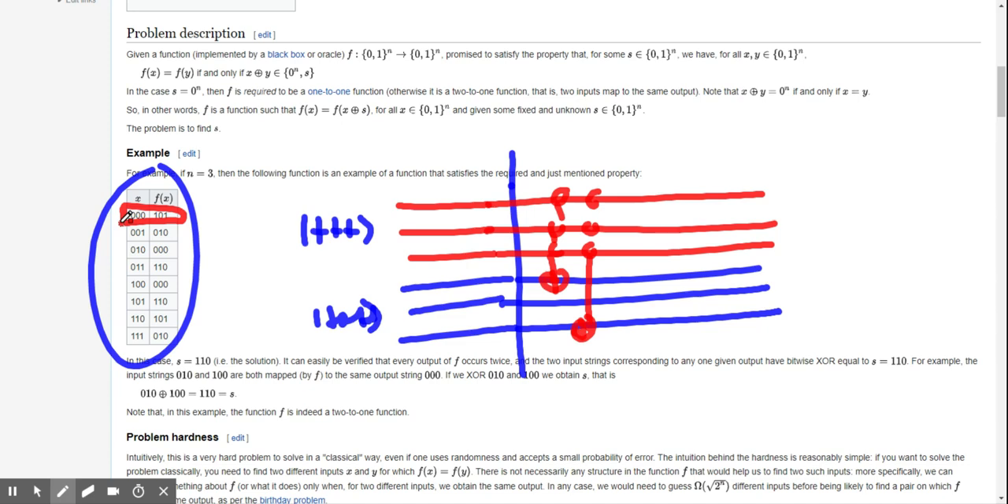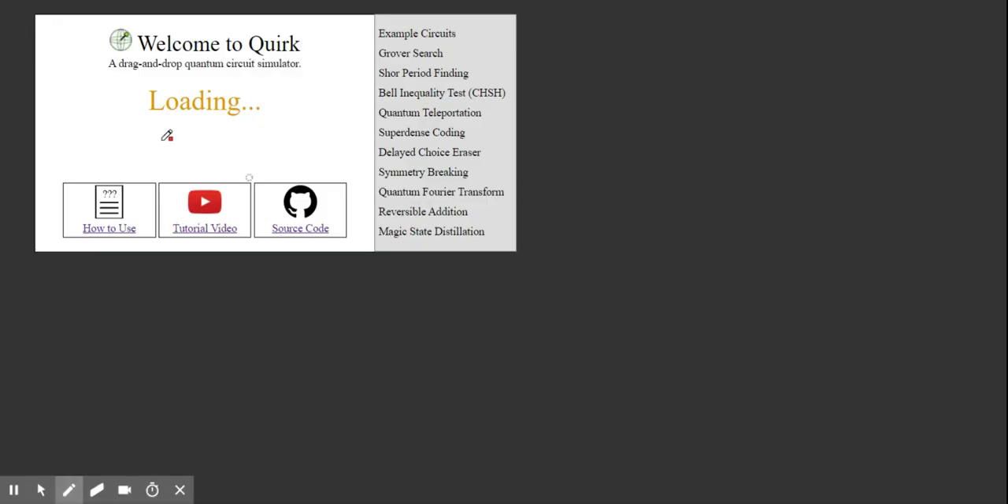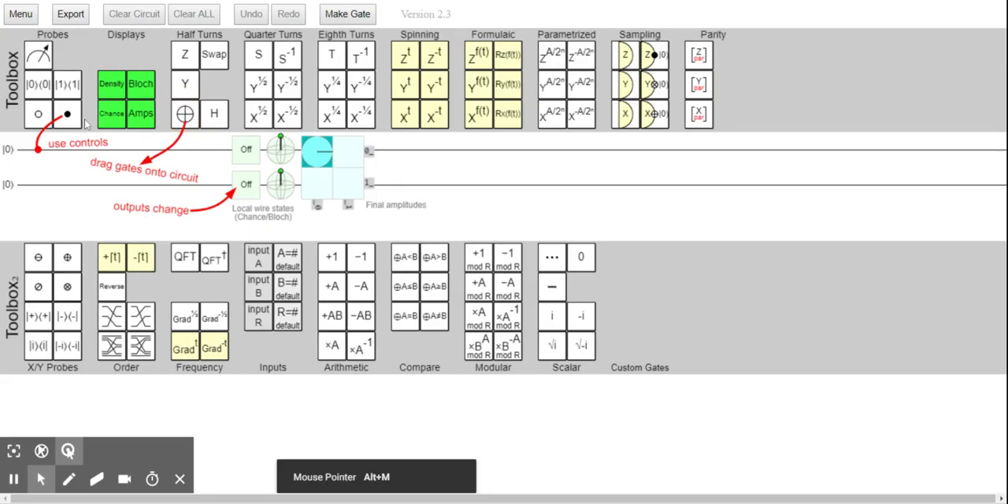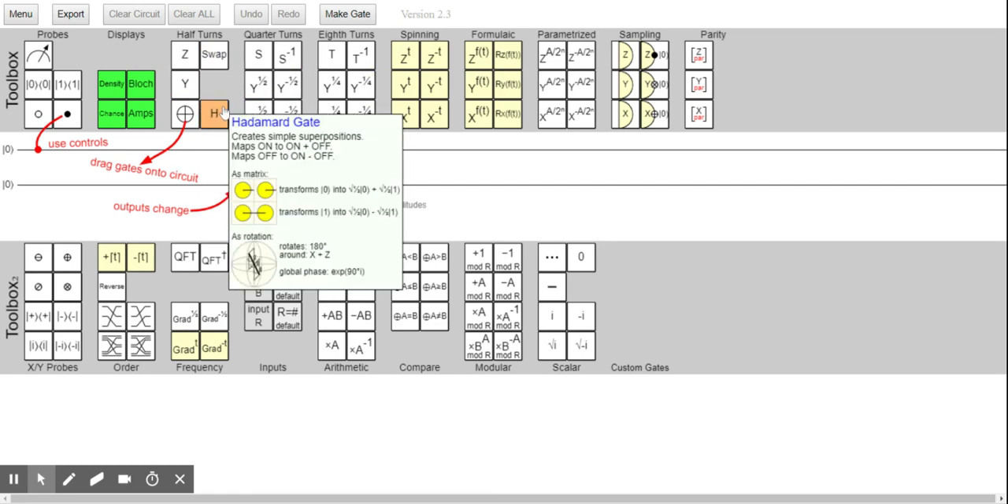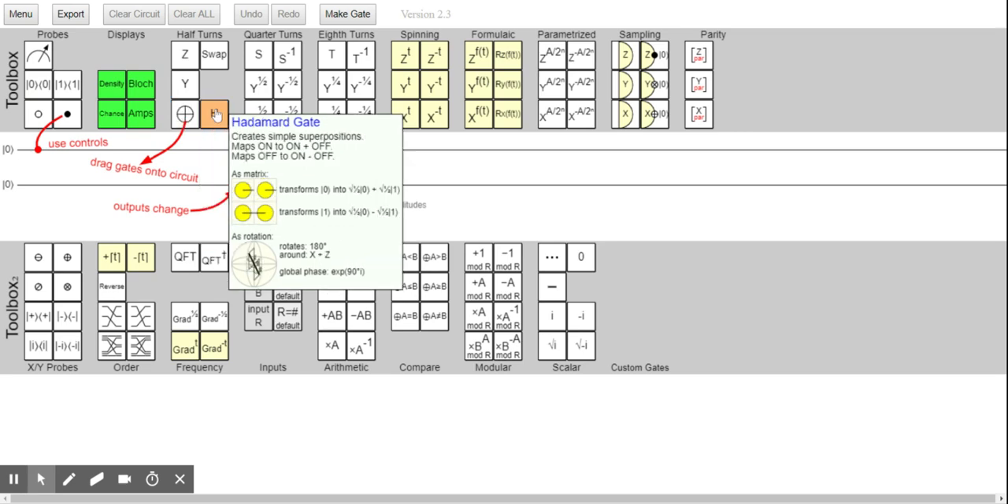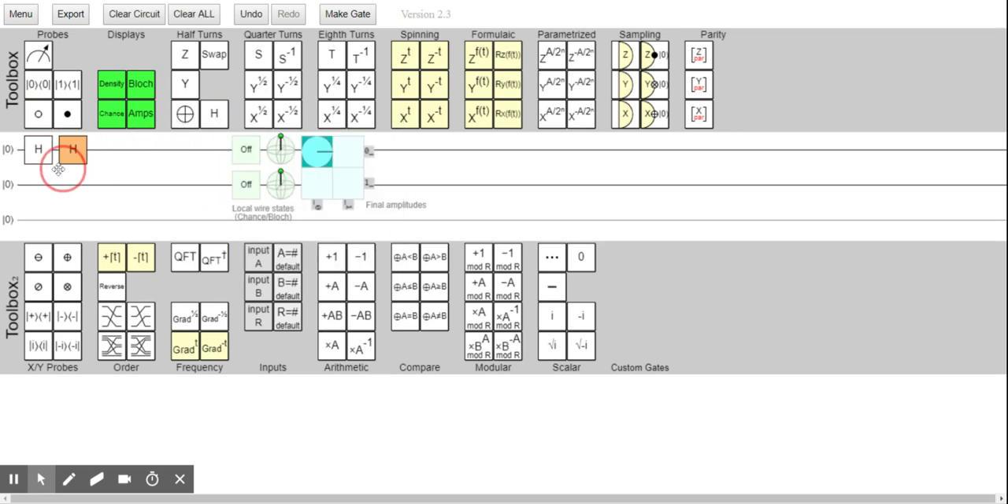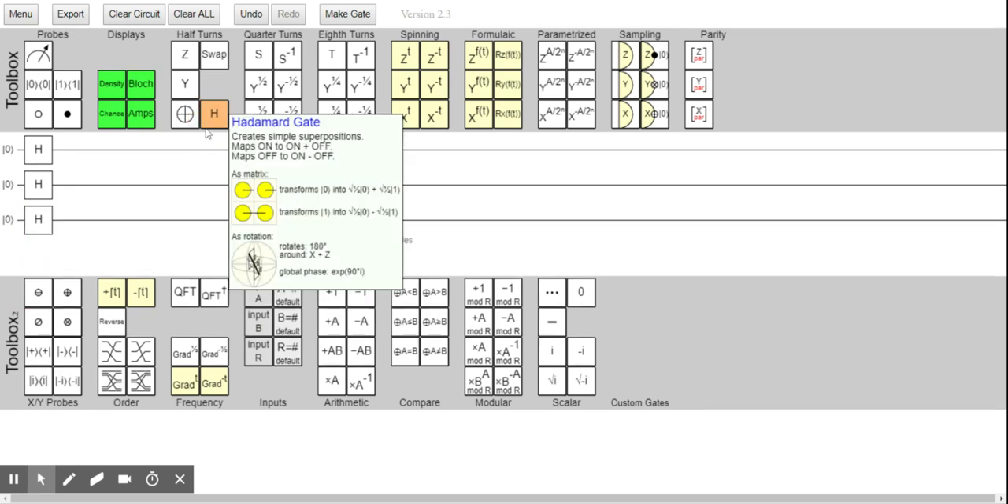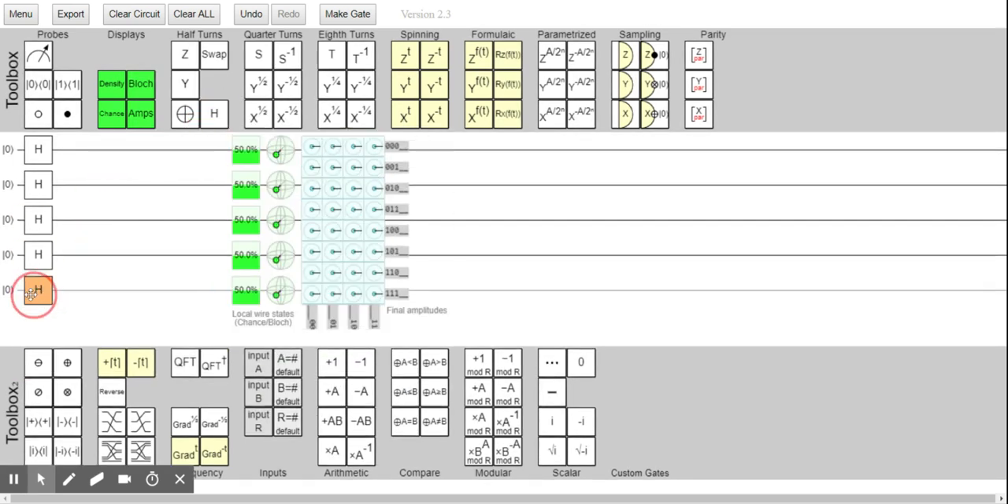But I can try to build it in Quirk and see if that's maybe even better than this. So I'm going to keep that on a separate tab so I can take a look at the table, but you're not going to see the table. So Quirk. So we're going to have 6 qubits. That's the first register, and that's the second register.